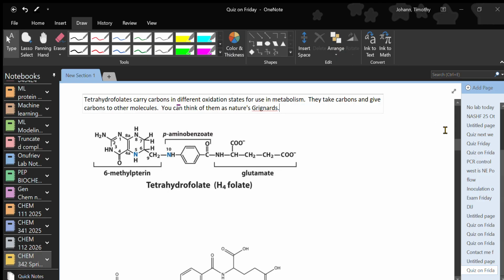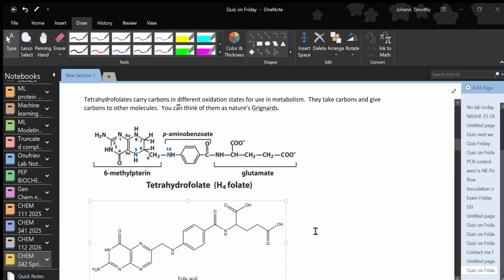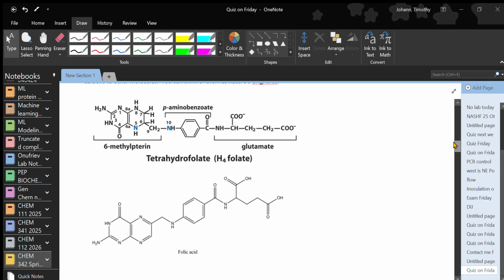Water, right? So in organic, you had to put all your stuff in an oven to keep water away. You couldn't have trace water. So this is an example of a tetrahydrofolate. This is related to, you've probably heard of folic acid, right? This is folic acid below.